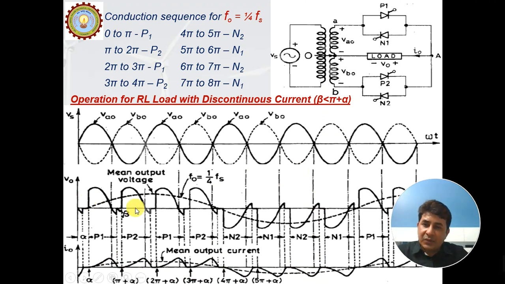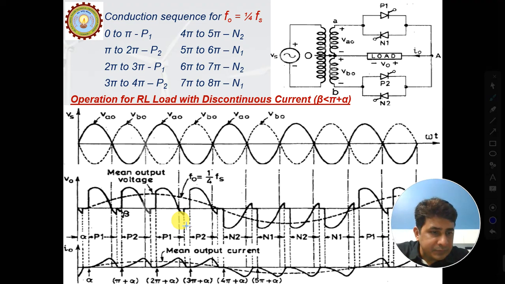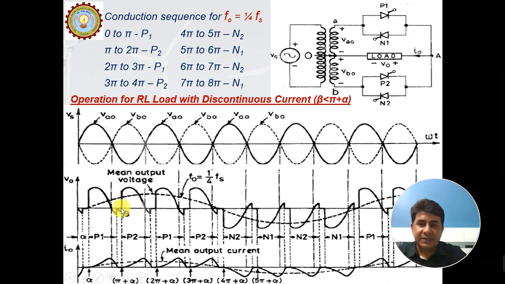So in the first case, we have considered this as beta. From this point, this is the 0 point, and from 0 till here is beta. And this is pi plus alpha. So basically this is 0, this is pi, this is beta, and this point is pi plus alpha. So in this case you can see pi plus alpha is greater than beta.